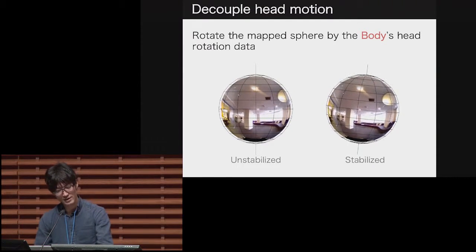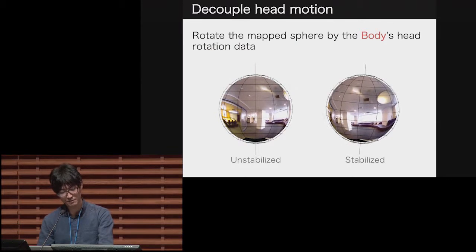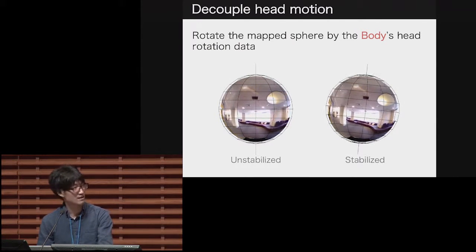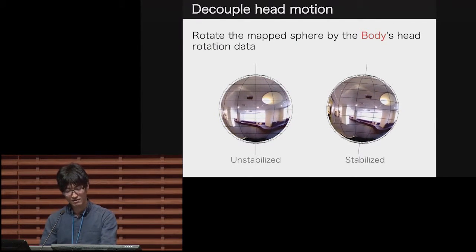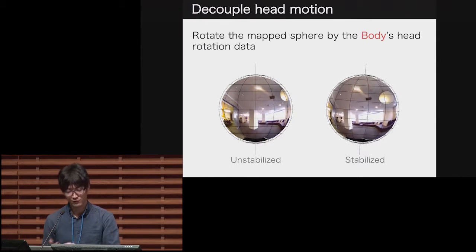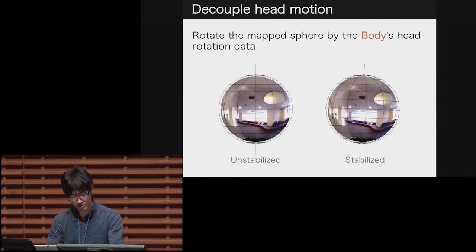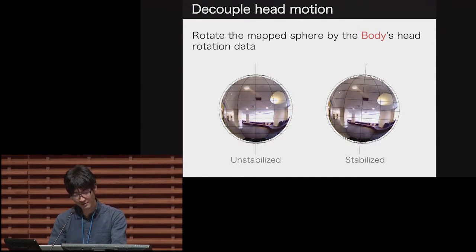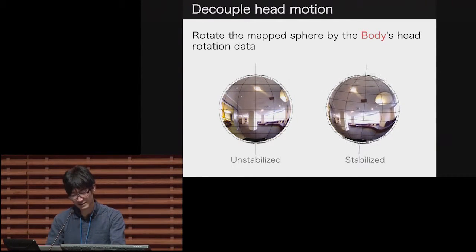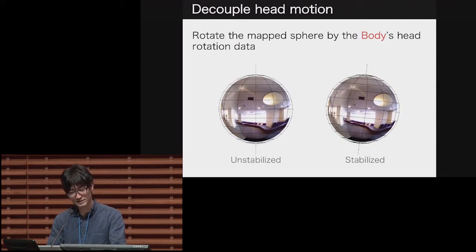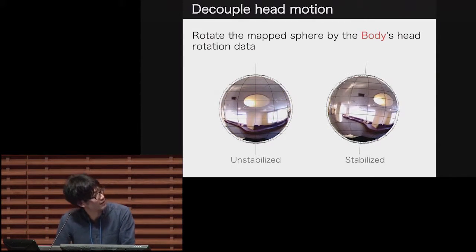So using rotation data of the body's head motion transmitted with the spherical image, LiveSphere rotates the mapped sphere as much as the head motion. Through this, the head motion in the view is stabilized and the motion is decoupled from the view, right image.